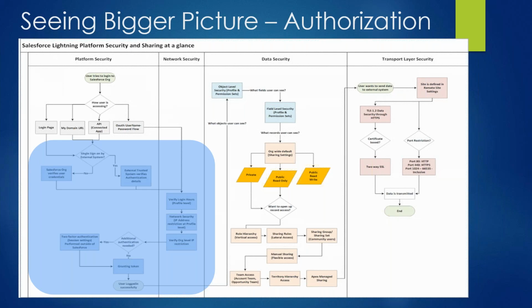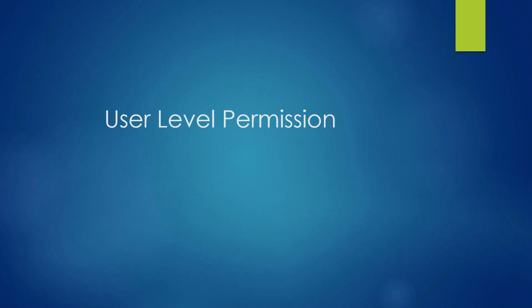Anything and everything which is there on the user record is bound with authorization. So if you are looking at a user record, you'll see multiple things over there, and there is a purpose of it, and that is something that we are going to talk about. Moving to the next one, user level permissions.